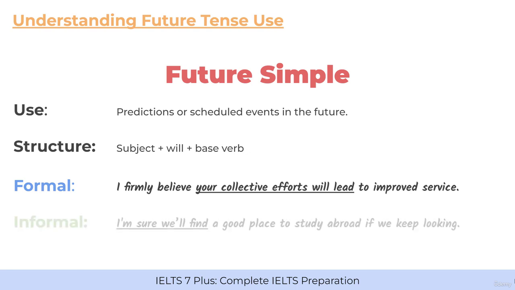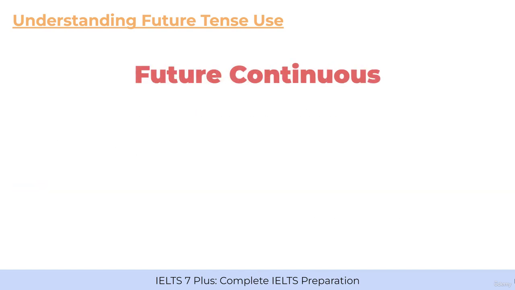Let's see an informal example. I'm sure we'll find a good place to study abroad if we keep looking. Sounds like they're being positive about their search there. I'm sure we will, 2 contractions, find. We will find. We is the subject, will plus find, which is the base form of the verb. Okay, not too much to concentrate on there. Let's move on to our next run through, which is future continuous.